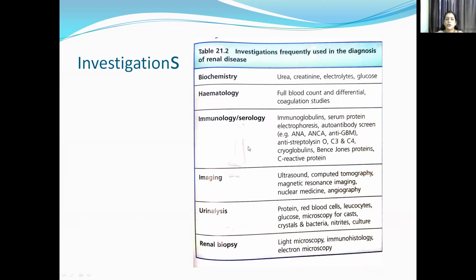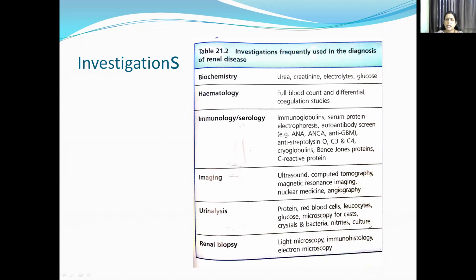So this is about immunology and serology, and imaging: ultrasound, CT, MRI, nuclear medicine, angiography. Angiography, when you're thinking in terms of renal vessel stenosis, renal vessel infarction, and then ultrasound, CT, MRI, about the soft tissue, and if there are stones and all, the imaging is very, very essential. Urine analysis: the protein, red cells, leukocytes, glucose, microscopy, casts, crystals, and bacteria, nitrites, and culture.